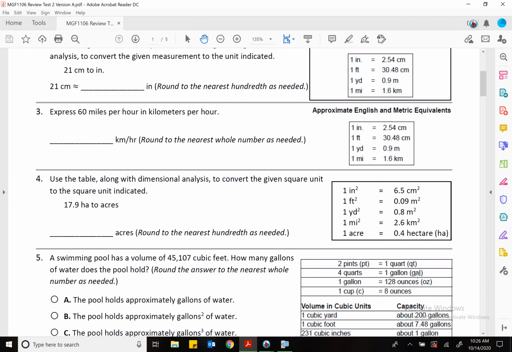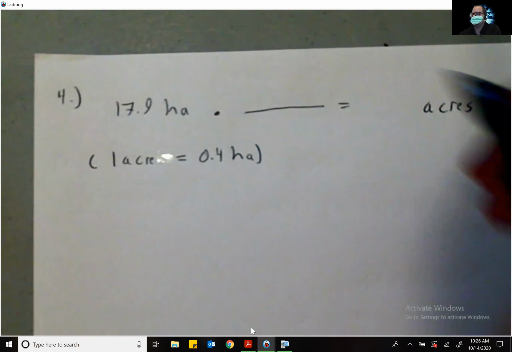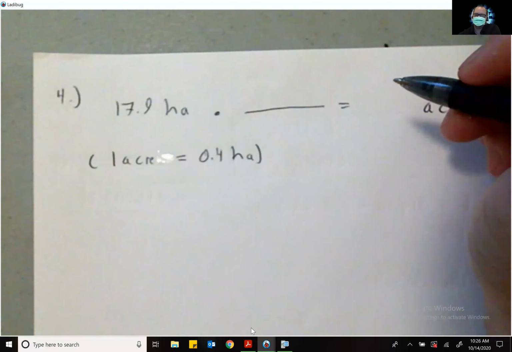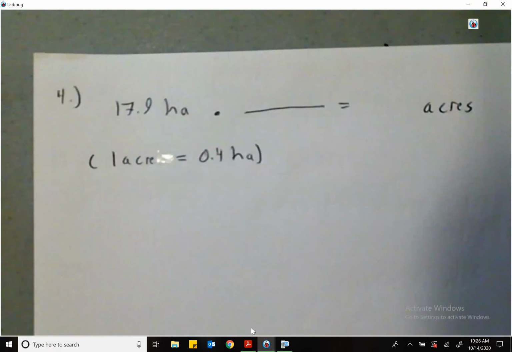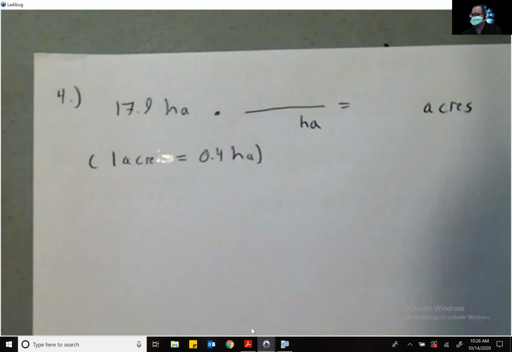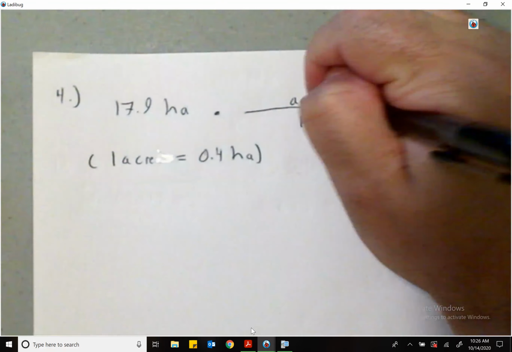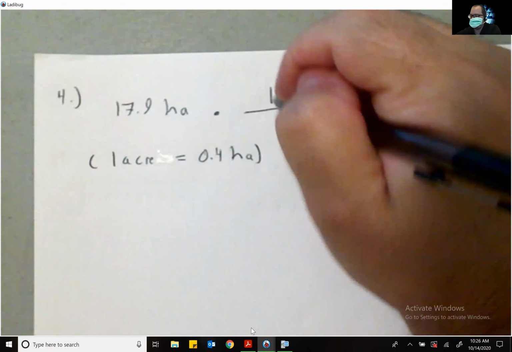So when we think about dimensional analysis, what label goes in the denominator? Acre. Careful. Who are we getting rid of? The hectare. I thought you said numerator. No, it's okay. Now we know that acre is in the numerator. No worries. So the 1's up top and the 0.4 down at the bottom.